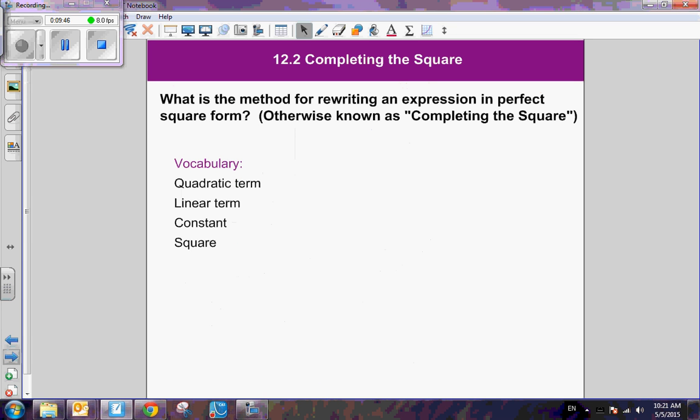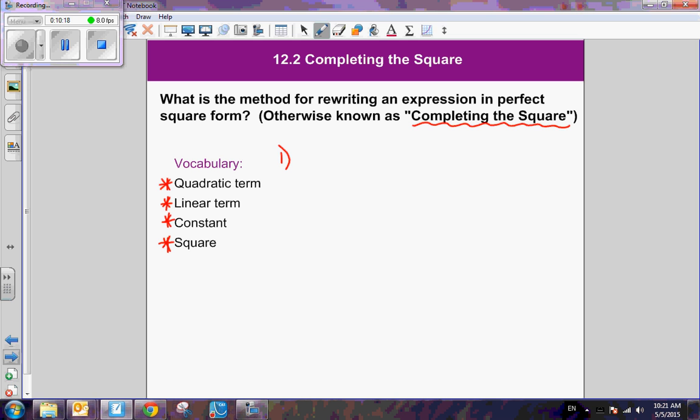Now, I want to see, have you figured out this whole process of completing the squares? Would you please pause the video, write your statement, and then I'll write one with you, okay? Welcome back.